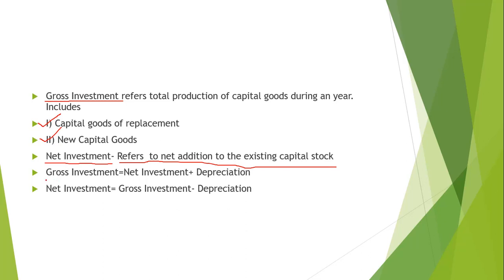Now see here, gross investment equals net investment plus depreciation. Gross investment basically includes depreciation because of the capital goods of replacement. We will talk more about this later. For now, just make sure that you know this: gross investment includes depreciation along with net investment, but net investment does not include depreciation. Net investment only includes the additional capital stock, the stock which is increasing every year.